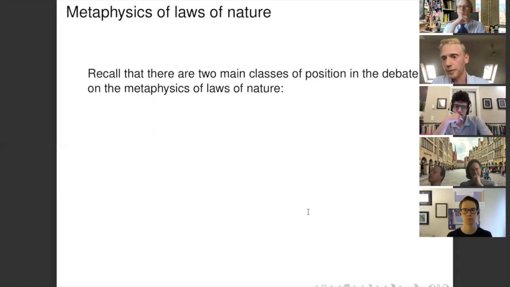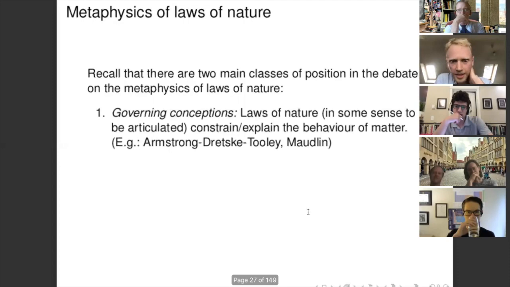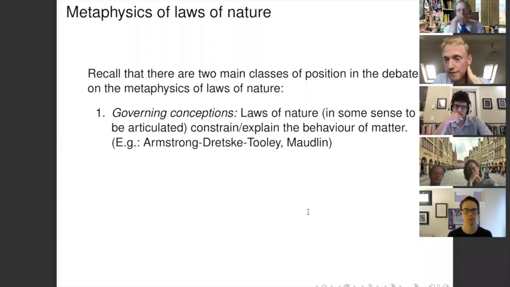So recall first that there are two main classes of position in the debate about the metaphysics of laws of nature. The first are governing conceptions of laws of nature, according to which laws of nature somehow, in some way to be made precise, constrain or explain the behavior of matter. Two examples here are the Armstrong-Dretske-Tooley position, according to which laws of nature are higher order necessitation relations between universals. We don't need to go into the details of that, although we can if people are interested. And here we also have Maudlin. Maudlin has a view according to which laws of nature are primitive elements of his ontology and they constrain physical goings on.